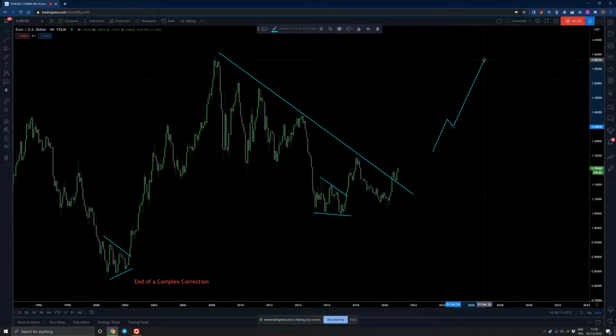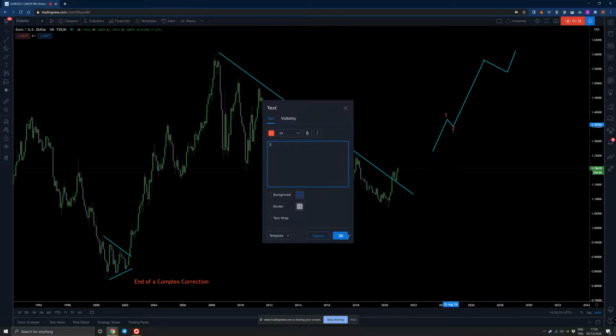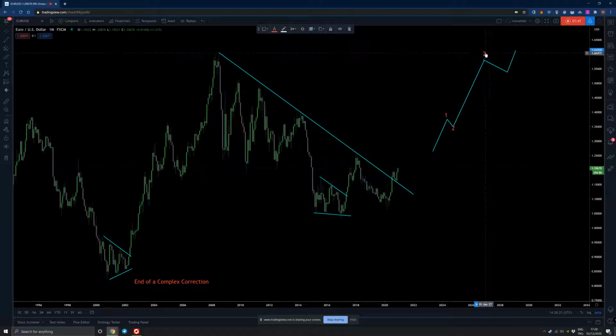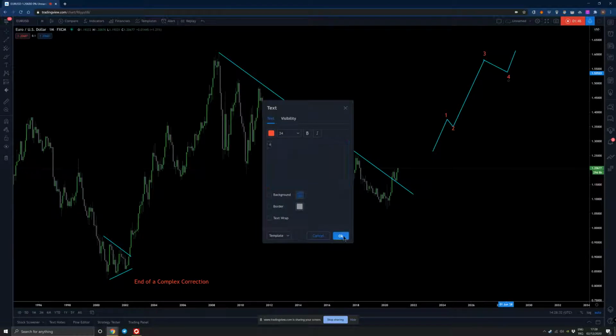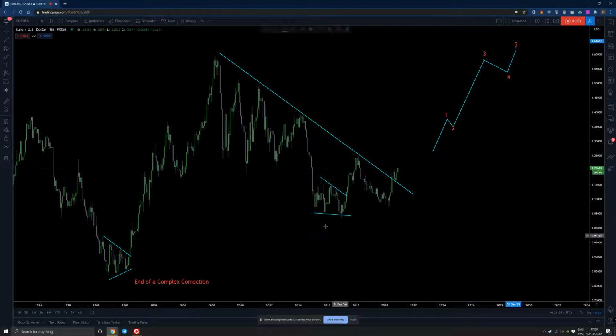Okay, so let's imagine an impulsive move, fourth wave and the fifth wave. So let's imagine like 1, 2, 3, 4, and 5. Whenever you have a triangle in the fourth wave, namely here by itself, this triangle is called a limiting triangle.